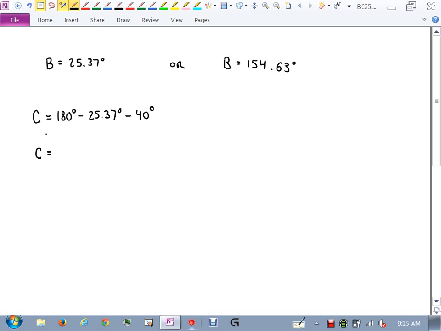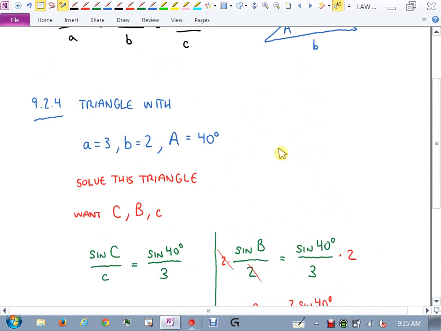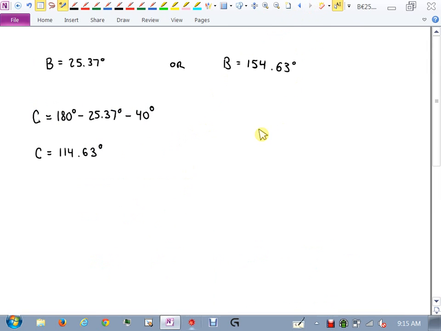Anyone? 114.63 degrees. That seems reasonable, right? All right. So now, what do we have? If you go back and you look at what we were trying to get, right? So far, we found capital B, we think, right? We found capital C, and now what we need is little c, and we'll be done. Well, we'll be done with this left side, right? We have to look at the right side also.